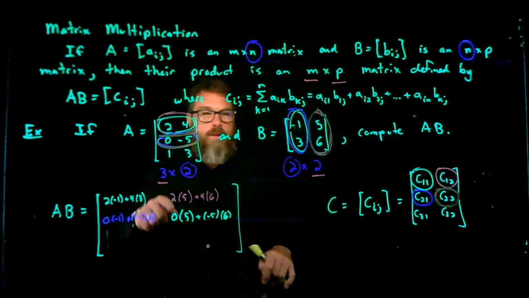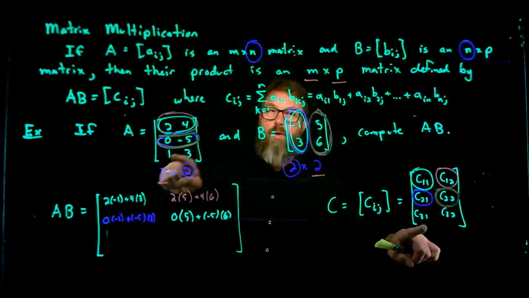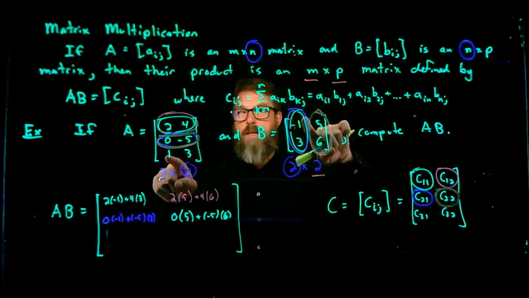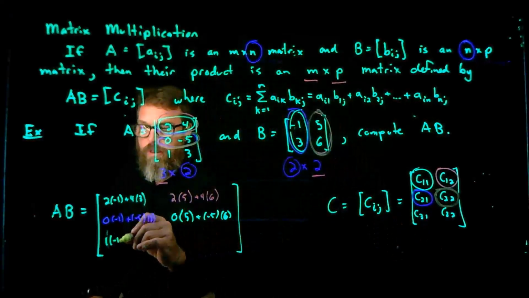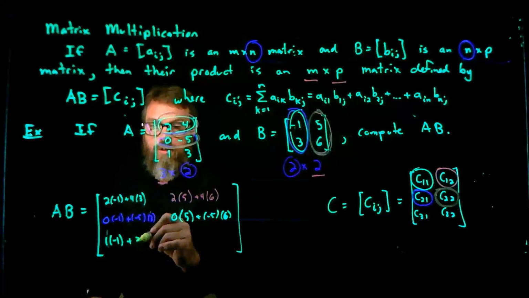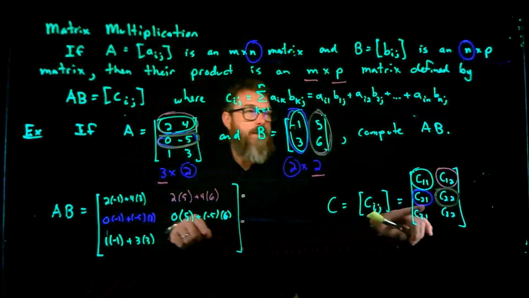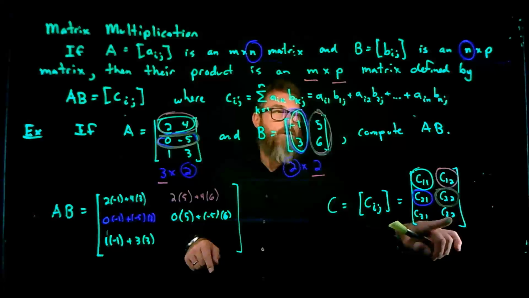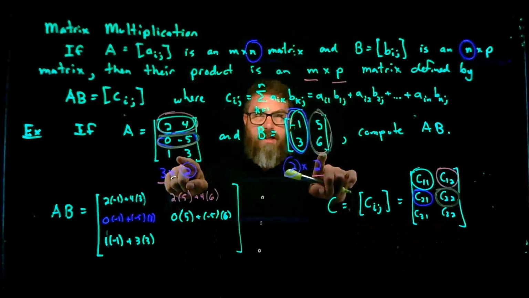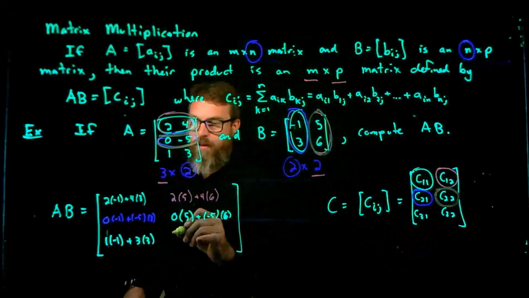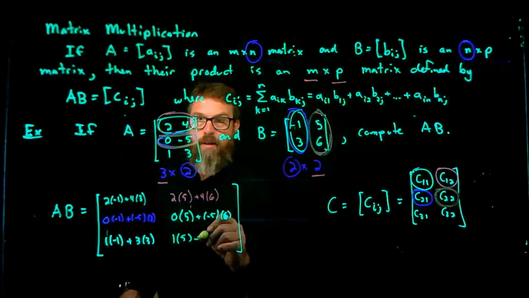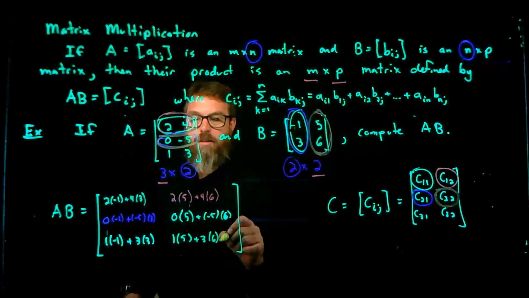And then finally we can see this is going to be third row, first column, so 1 times negative 1, plus 3 times 3. And then this is going to be third row, second column, so 1 times 5, plus 3 times 6.